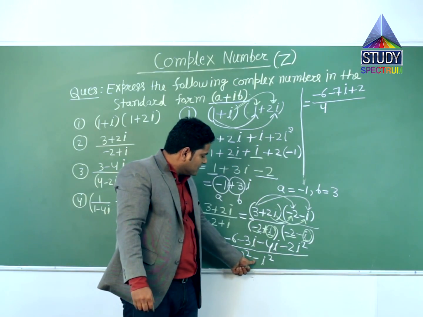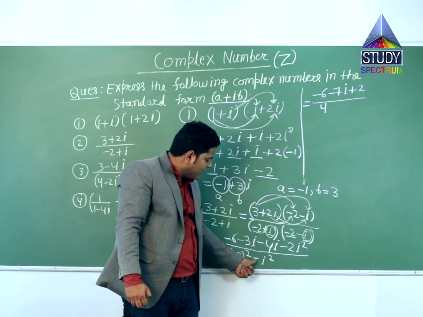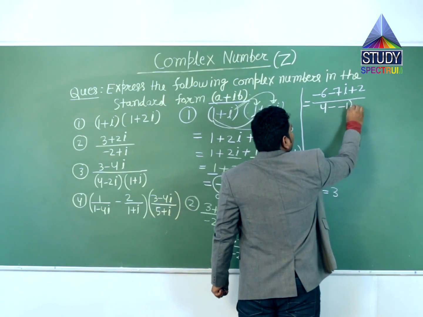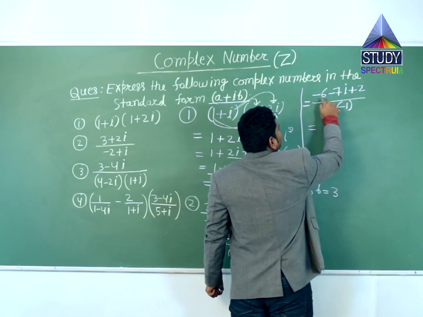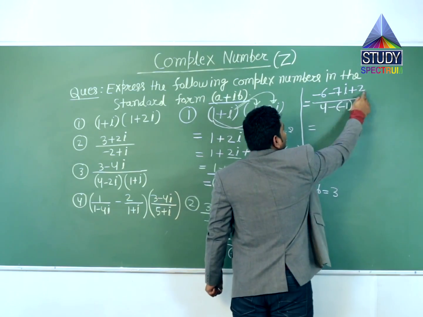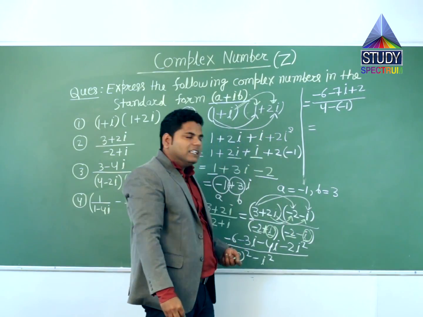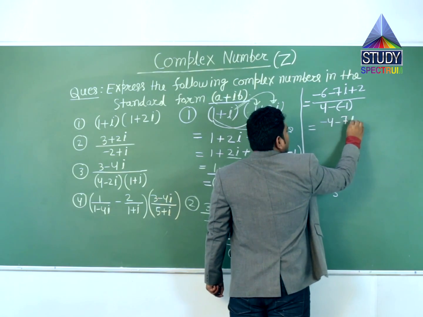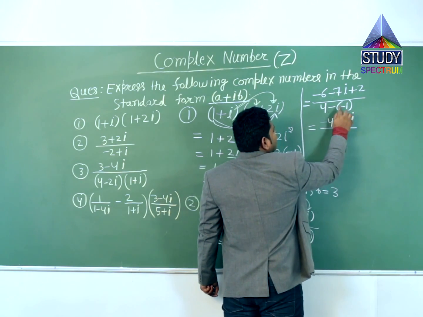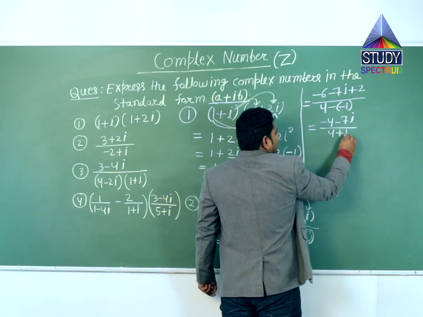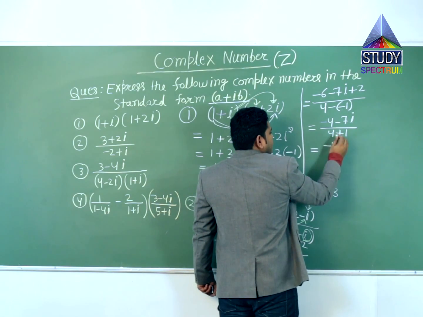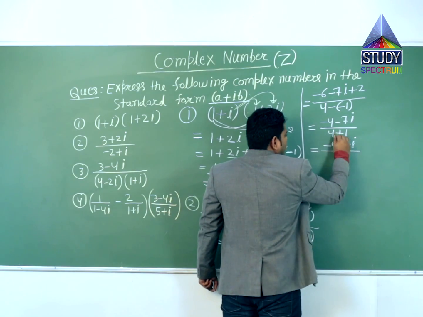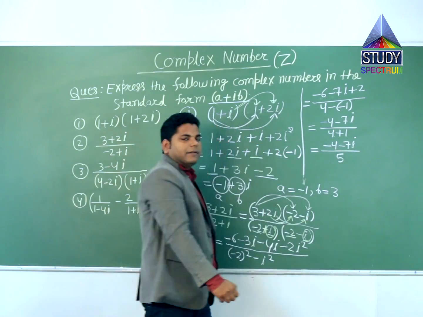Okay, minus i square is minus 1, so minus 1 is plus 1, minus 1, so it will become minus 2 plus minus 6 plus 2, so it will be minus 4, minus 7i by 4 plus 1, so it will become minus 4 minus 7i by 4 plus 1 is 5.